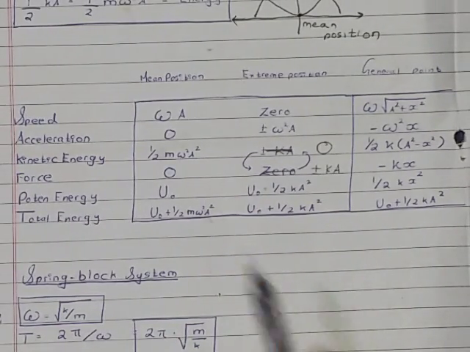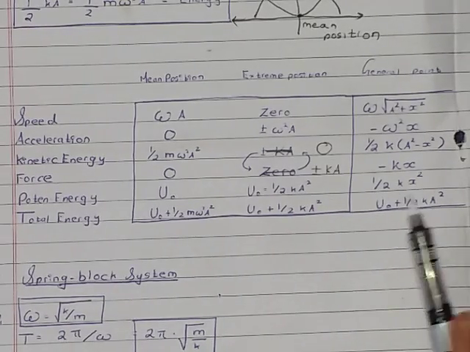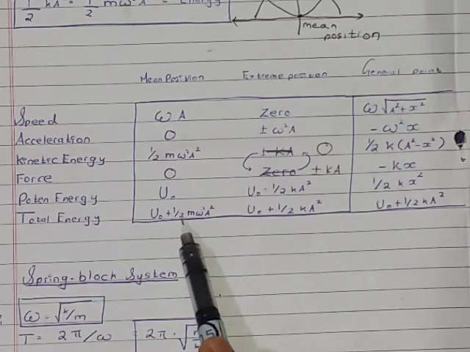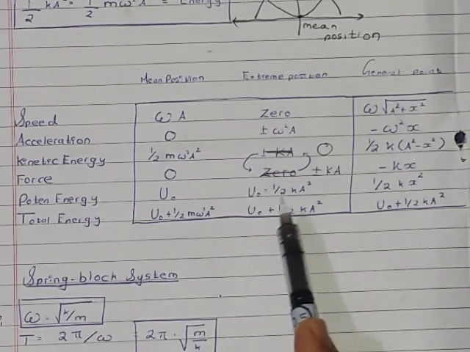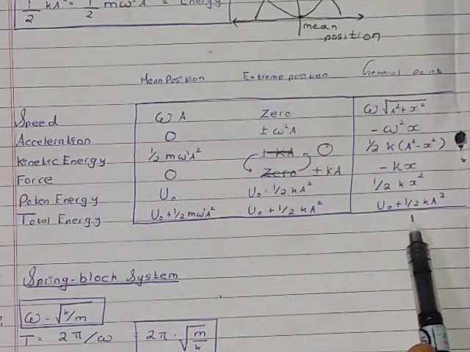Potential energy at mean position is U0, at extreme position it is half of Ka square, and at any general position half of Kx square. Total energy is potential energy plus kinetic energy: U0 plus half K a square at extreme position, and at any general point U0 plus half K a square.